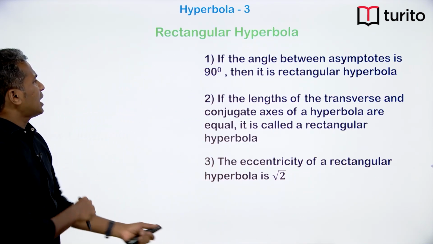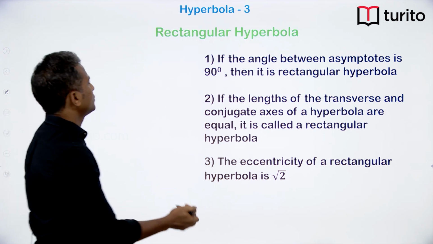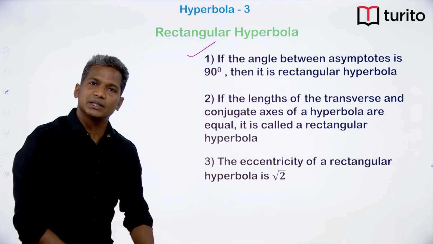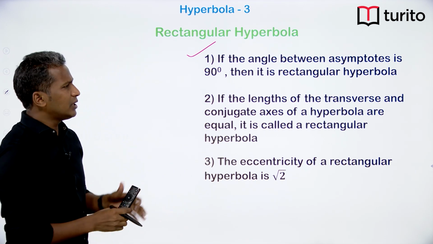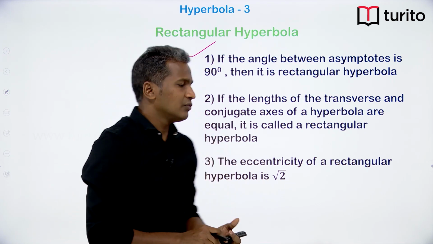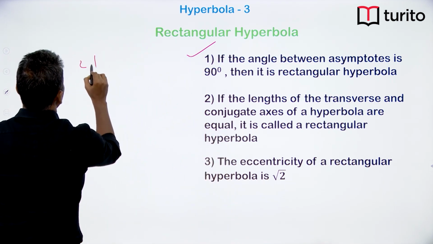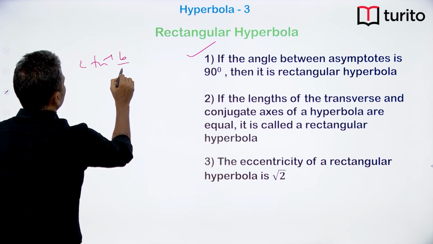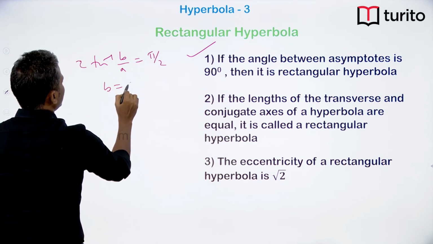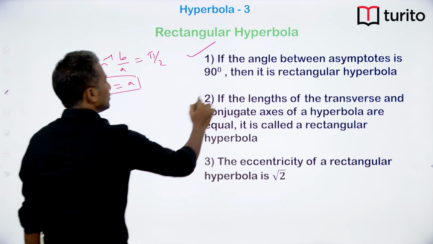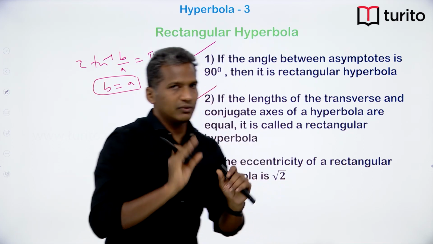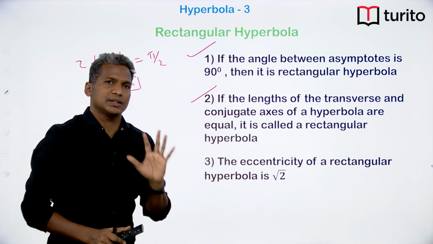So, in rectangular hyperbola, what we have understood is this: if the angle between the asymptotes is 90 degrees, it is called a rectangular hyperbola. Now that we have understood the basic idea of the angle between asymptotes, which was basically equal to 2 tan inverse b by a, by equating this to pi by 2, we can get b equal to a. Hence we can also conclude that the lengths of the transverse and conjugate axes are also equal. We have also derived this in the last lecture.